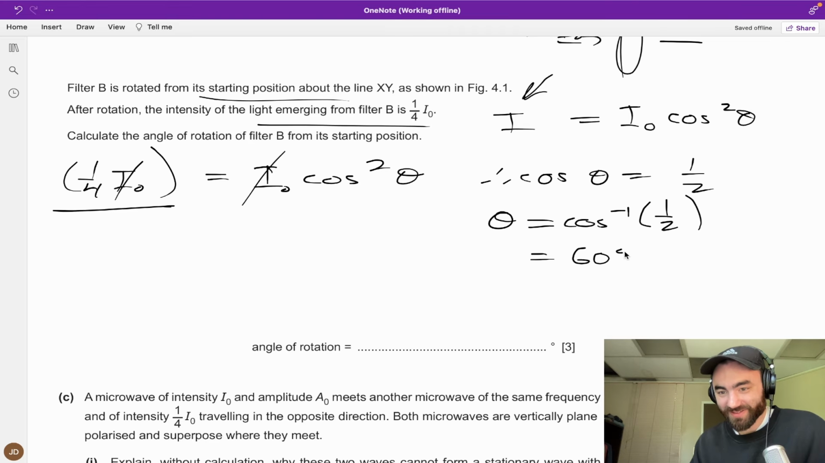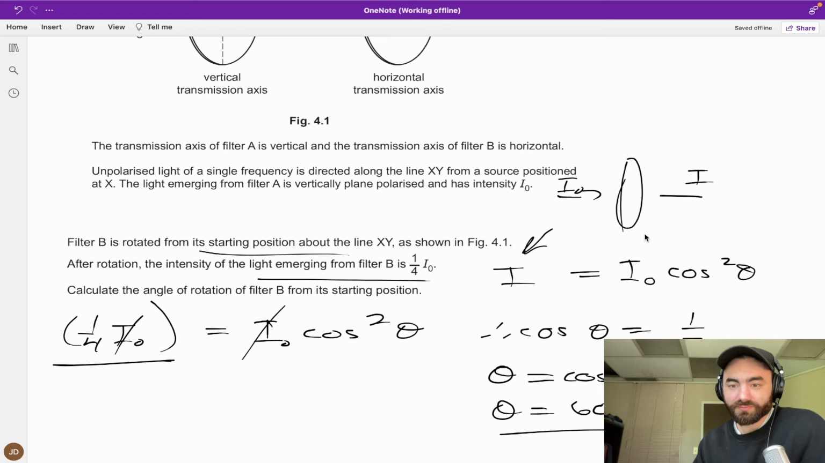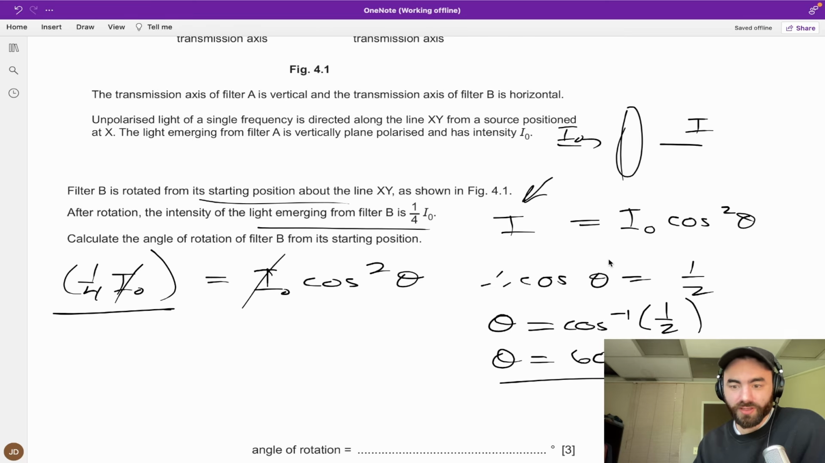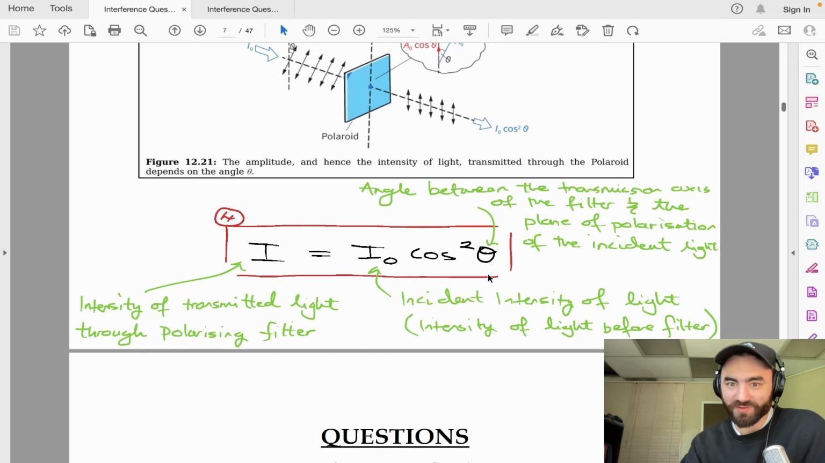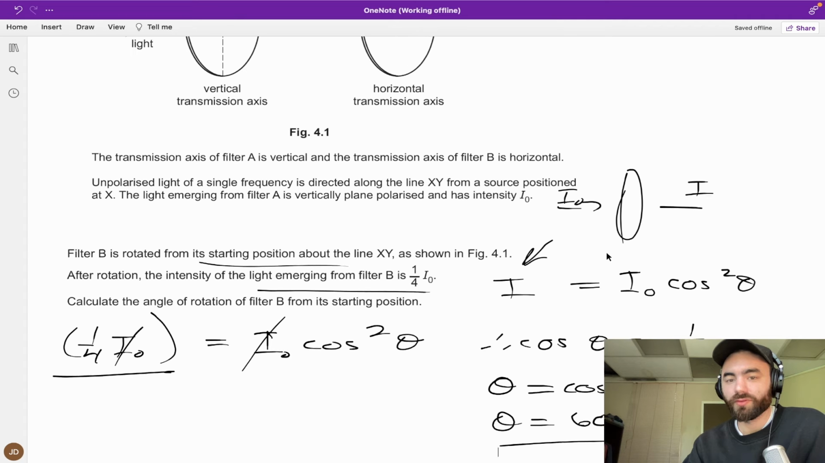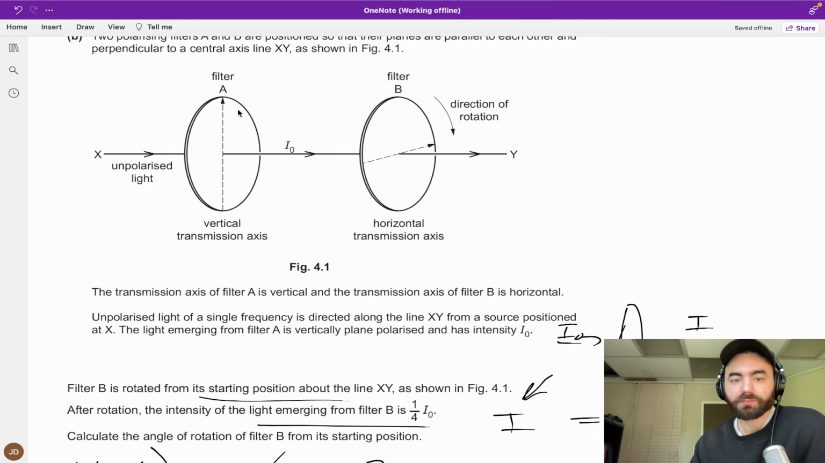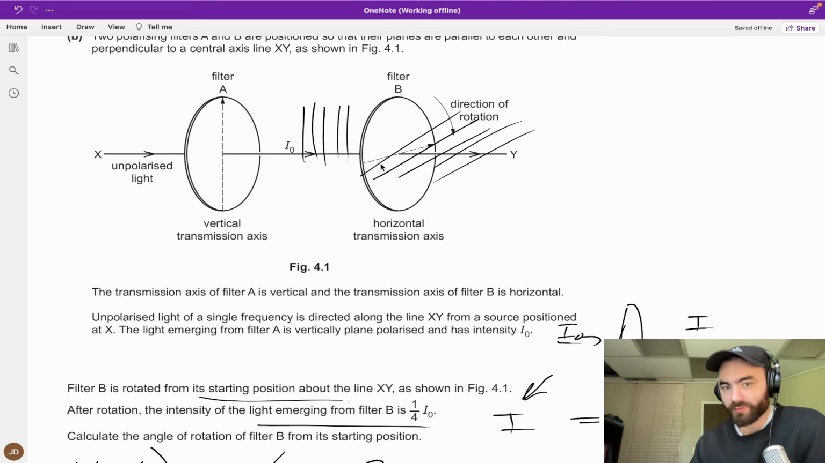60 degrees. It's a lot of info to teach in one go, but I see no other way of setting this up. So theta is 60 degrees. What does this theta represent? On the worksheet, I tell you exactly what it represents. It is the angle between the transmission axis of the filter and the plane of polarization of the incident light. So this angle represents the angle between this and whatever angle this is at, now polarizing it out with that angle.